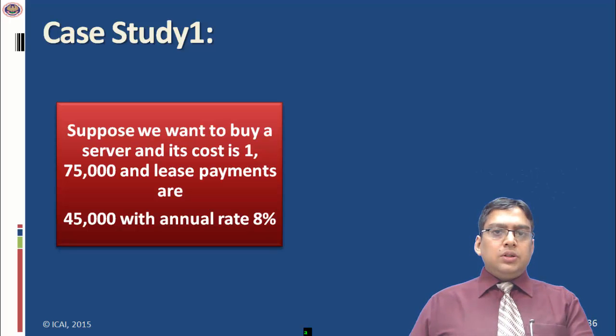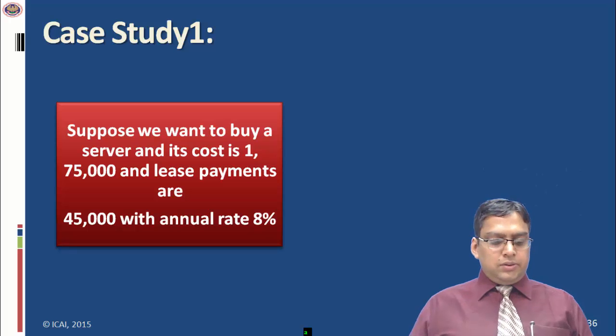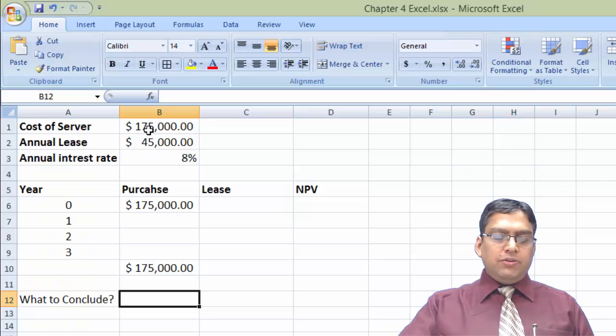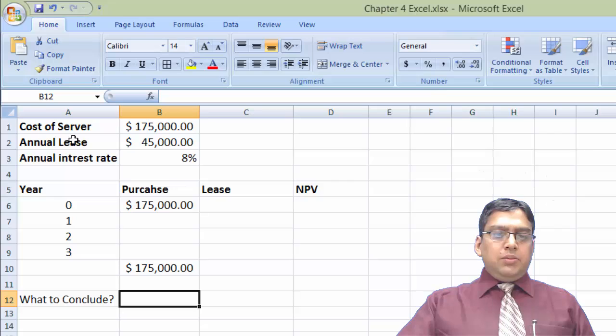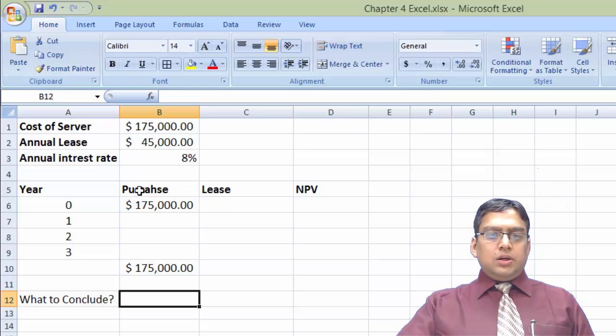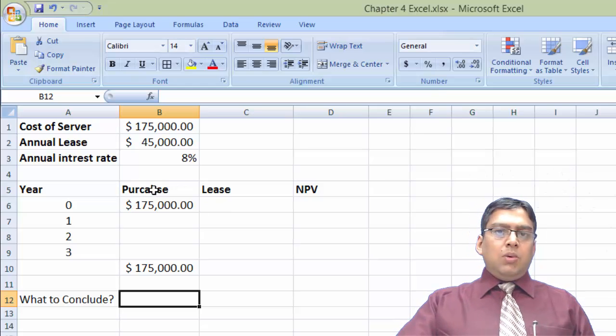All the calculations are done through the Excel sheet. Let's move to the Excel sheet. It's 1,75,000. Lease amount is 45,000 per annum, and the interest rate is 8%. Here there is one more concept, that is the purchase of the particular server. The purchase amount is 1,75,000. We can discuss the amount of purchase and lease, which is better for us.